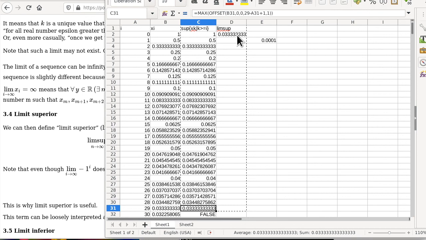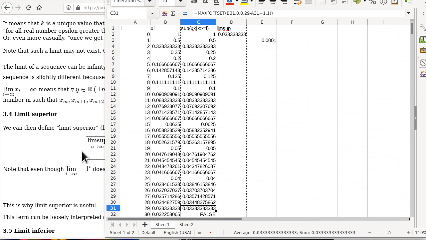You first look at the maximum starting at different points of the sequence, and then you find the minimum of all of those. That is your limit superior. Is that okay?